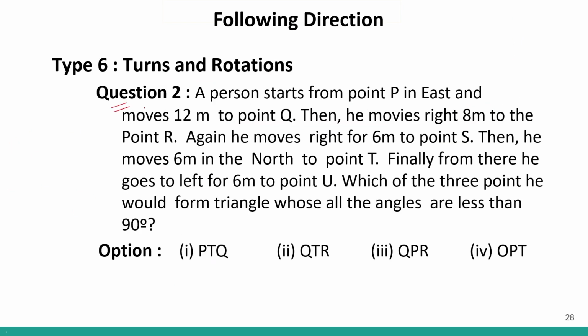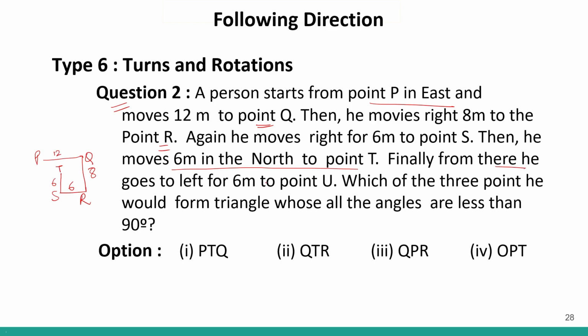Now question number 2. A person starts from point P in east and moves 12 meter to point Q. So this is point P and he moves 12 meter east to reach point Q. Then he moves right 8 meter to reach point R. Again he moves right, so right will be this direction, 6 meter to reach point S. Then he moves 6 meter north to point T. So 6 meter north, this is 12 and this is T.